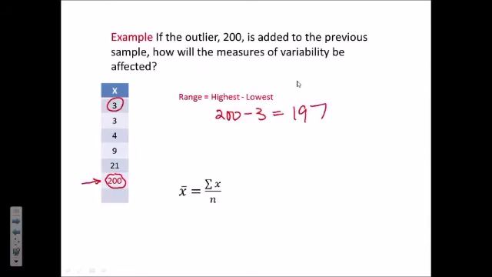I'm going to have to get the mean in order to calculate the other two measures of variability. So the mean would be the sum of the scores, which would be 240, divided by the 1, 2, 3, 4, 5, 6 scores. The sample size is 6, and that gives us a mean of 40.